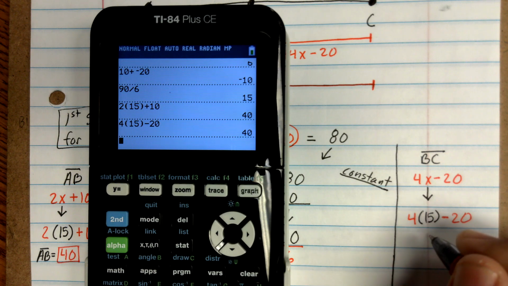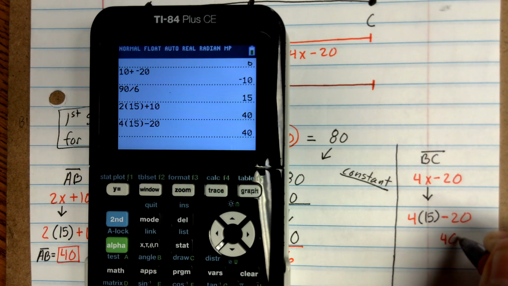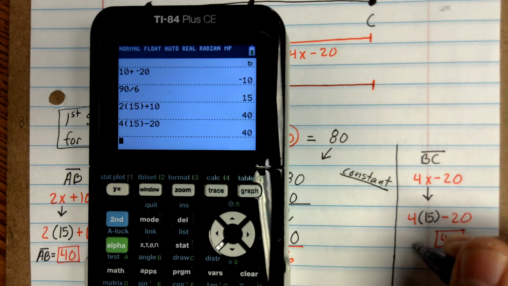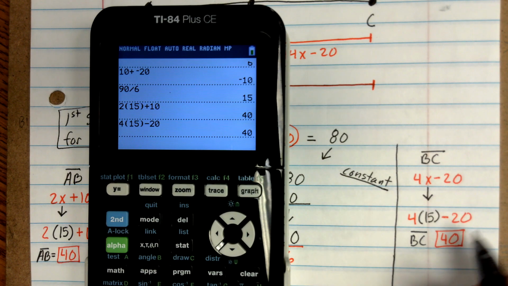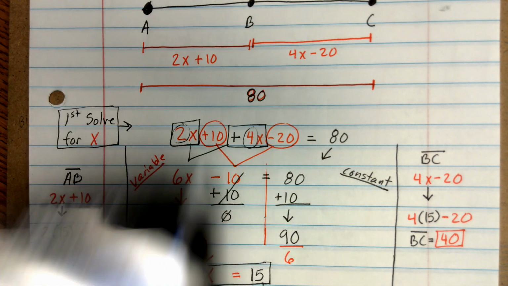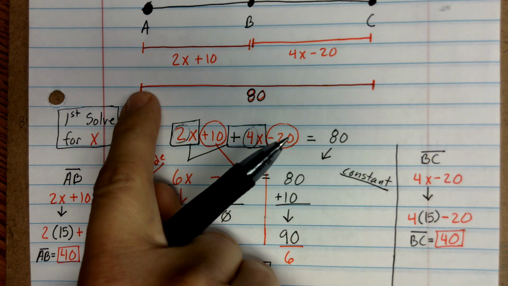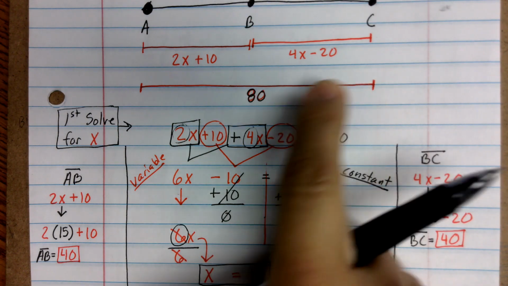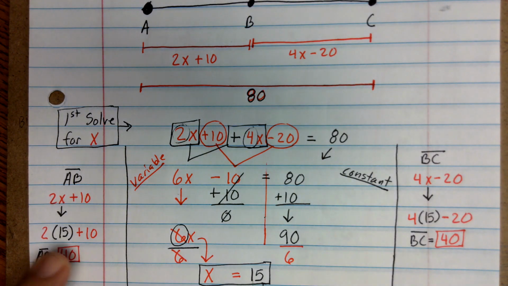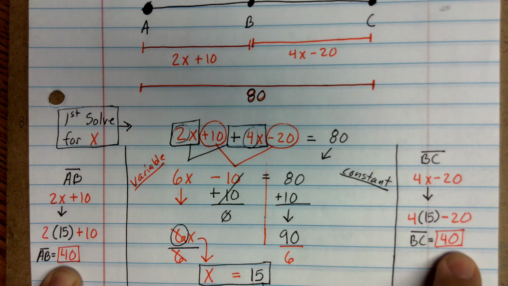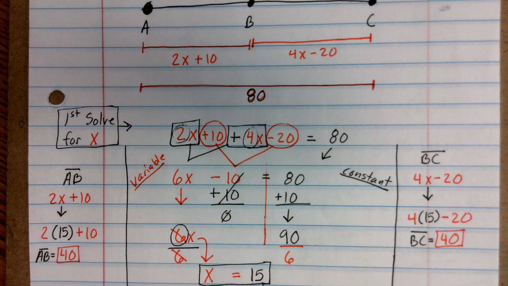And so I'll go ahead and write that out. This right here gave us 40. So we can say BC is equal to 40. And notice it makes sense because we go back to our line. They said that the total distance from A to C was 80. And we got 40 for AB. We got 40 for BC. If we add 40 plus 40, it gives us 80. So that we know that we did it right.